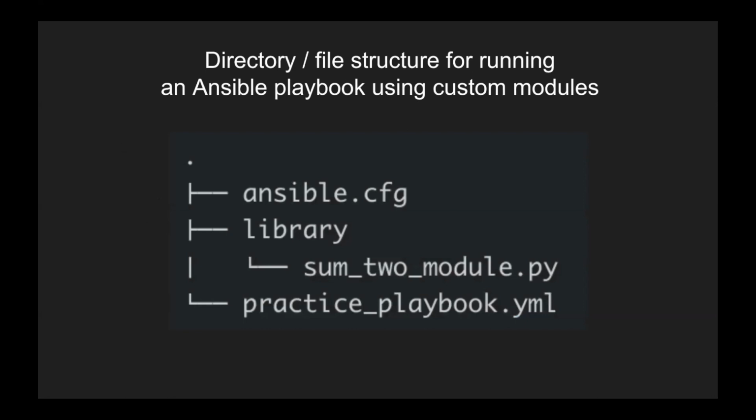If I did not show you this, it would be like giving you a steering wheel to a spaceship, but not the spaceship, and just being like, good luck. So this is how you actually run your module. You need to have on your top level directory an Ansible config, which I will show the contents of, a library directory, and then the module inside it. And then the playbook will be on the top level with the Ansible config and the library directory.